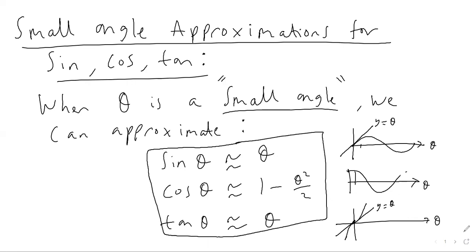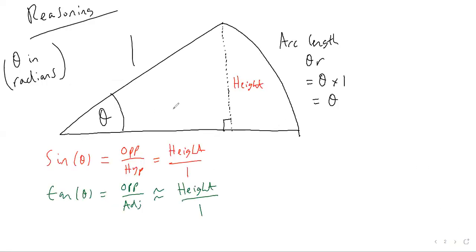However, we can actually try and justify them properly. So let's draw a sector like this with an angle theta in radians, and it's a small angle. We've got this arc length over here. Because the angle is so small, we're going to assume this arc length is approximately equal to the height there. So the arc length is approximately equal to the height. That's one thing we're going to note.